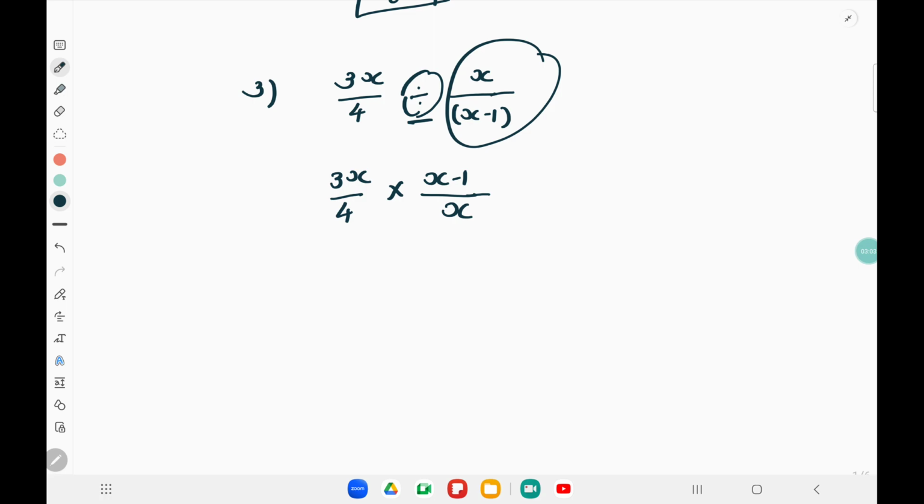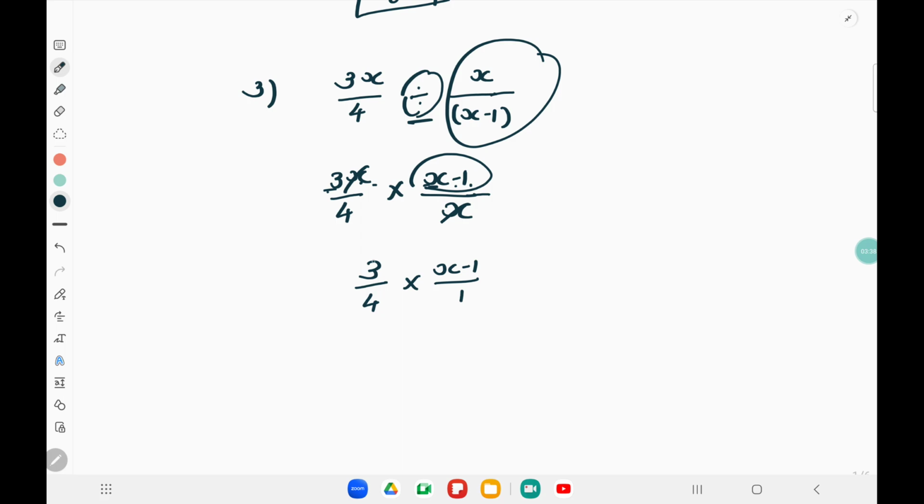Okay, here 3x means 3 times x. So x and x cancel down. You might have a question: this x cannot cancel? No, we cannot cancel. Why? Because it is x take away 1. Here it is an x and 1, between them is a minus sign, so we cannot cut, but here it is a multiplication sign, that's why we cancel down. We separate the x and cancel down. This 4 cannot cancel with anything, so what remains? 3 over 4 times x minus 1 over 1.